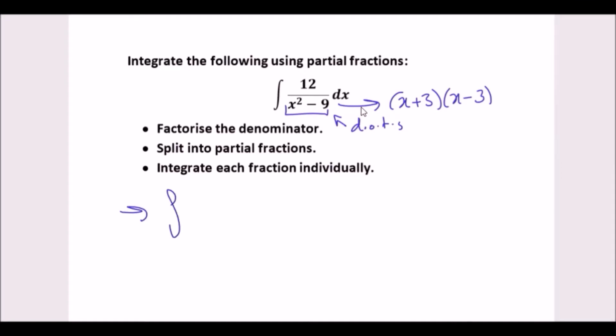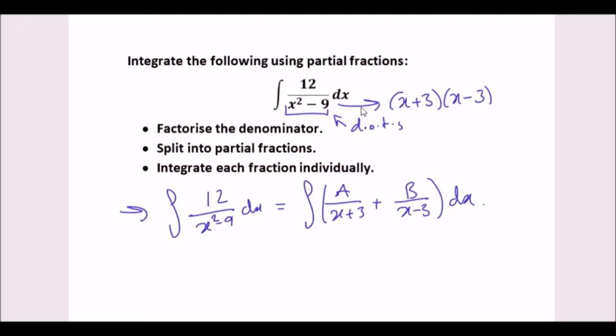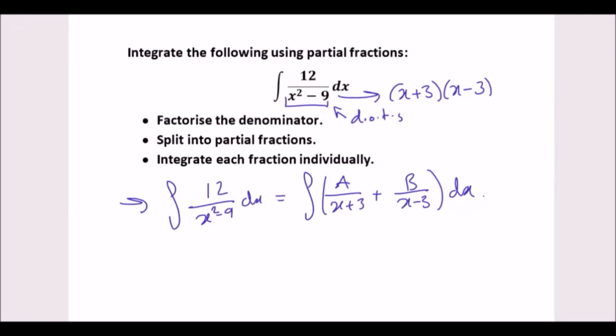So we have the integral of 12 over x squared minus 9 dx equals, and now this fraction is going to be something like the integral of, well, let's say a over x plus 3 plus b over x minus 3 dx. And that's it, guys. All we have to do now is figure out what a and b are. So let's try it out.